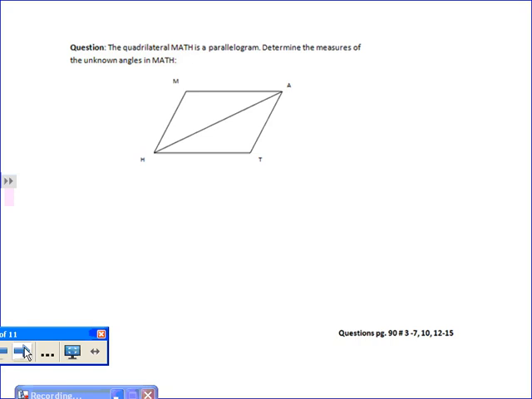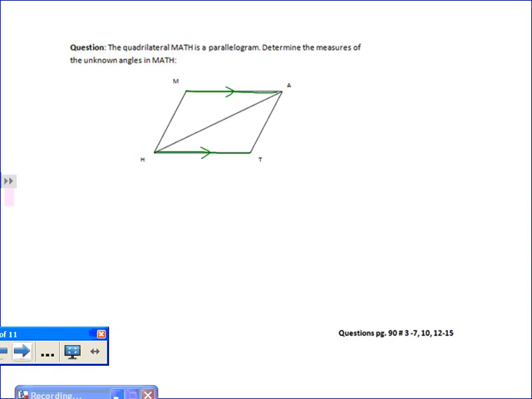Let's go ahead and do this last question. It says the quadrilateral MATH, math, is a parallelogram. Right away, as soon as I know that this is a parallelogram, I can say a couple of things are true. If this is a parallelogram, then I have two sets of parallel lines. So from M to A, that line right there is parallel to the line below it from H to T.